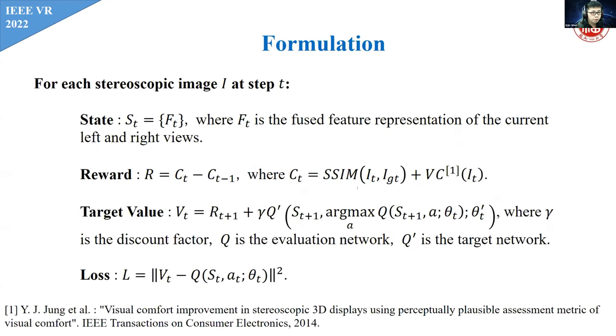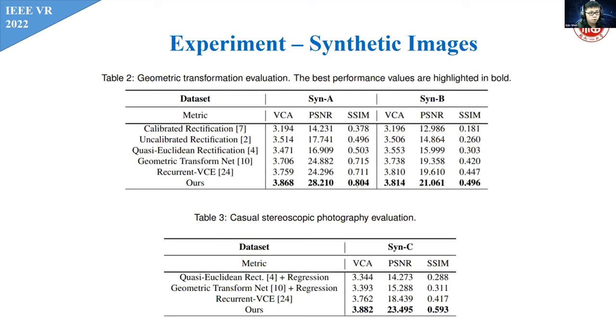During training of our agent, we use the sum of the structural similarity index and the VC metric to measure the reward of a specific action. Then we apply the target network strategy and the mean square error loss to train our agent. For experiments, we randomly transform images from a high-quality stereo image dataset to produce low-quality synthetic stereoscopic images. We then evaluate our method based on these synthetic images.